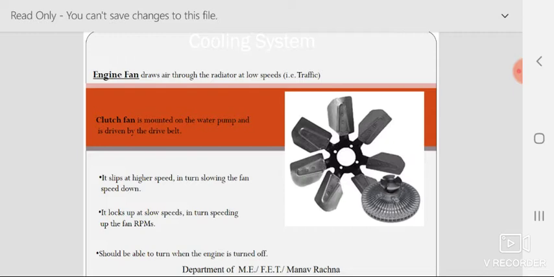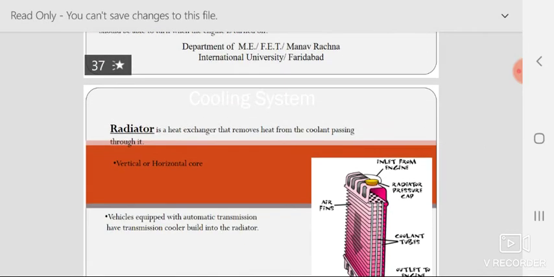At low speed, it locks up. Locks up means it gets tightly fitted in the groove of the pulley, and in turn speeds up the fan RPMs. As a result, the fan RPM increases. So this is another way of balancing it. It should be able to turn off when the engine is turned off. When the engine is turned off, the fan will also turn off. That is another important parameter of that.